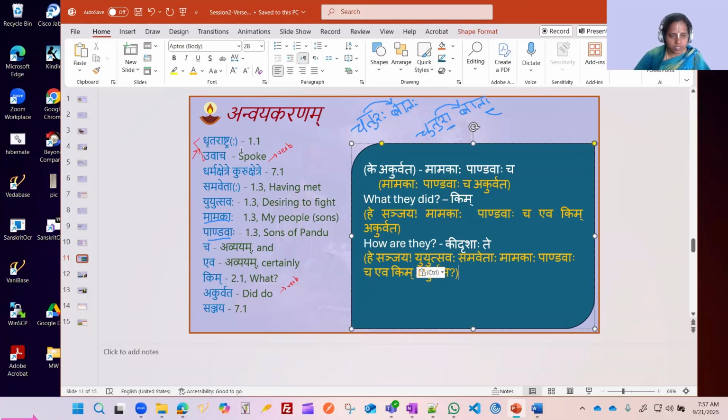See, we need to, based on the things which are described here, we need to ask questions. I will also mark the things which we already covered. Okay. What we already covered, Sanjaya. We already covered Akurvata. We already covered Kim, Eva, Cha, Pandavaha, Mamakaha, Yutsavaha, Samavetaha. Right? And these two we already covered. Now we need to cover Dharma Kshetre, Kurukshetre. So what question should we ask?